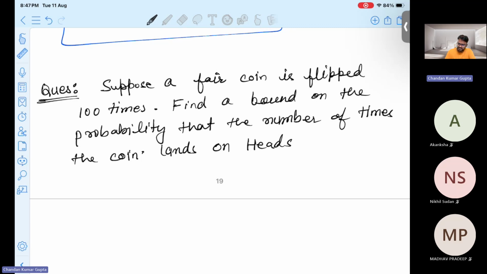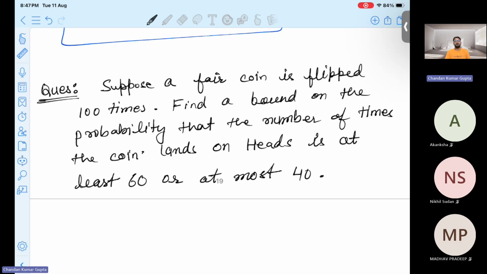Lands on head is at least 60 or at most 40. Okay, so at least 60 or at most 40. We need to find it.